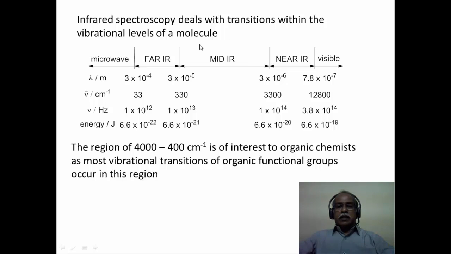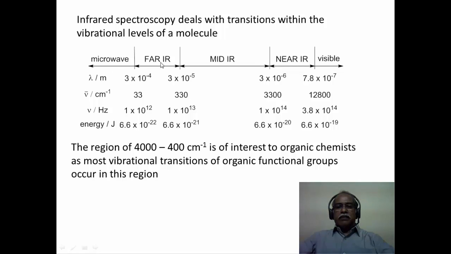Infrared spectroscopy essentially deals with transitions within the vibrational levels of a molecule. Molecules have different electronic levels, starting from the ground electronic level to the higher excited electronic levels. Within the ground electronic level, there are several vibrational levels, starting with the 0 vibrational level, 1, 2, 3, and so on. And the transitions that occur within the ground electronic state vibrational levels of a molecule is what the infrared spectrum is all about. Now, the infrared region is sandwiched between the visible region and the microwave region.